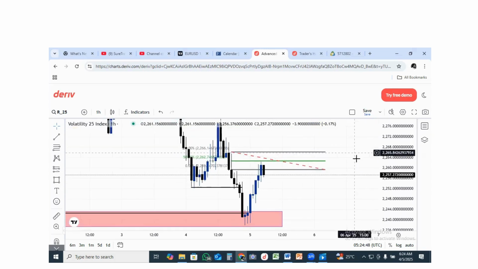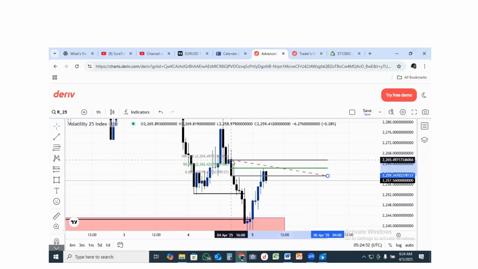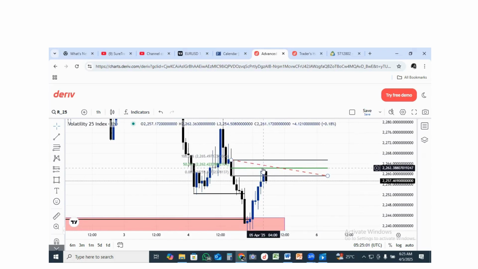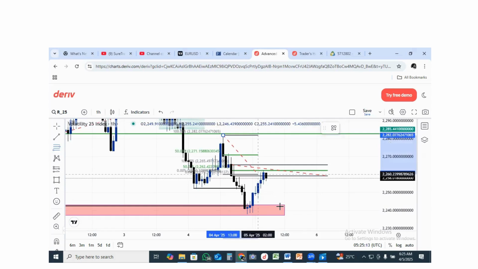Now, this is a weekly gap. ICT spoke about these. I marked the 50%, the consequent encroachment of this gap here. It is very powerful, especially on a higher time frame like the 1 hour. I knew price was going to react to this because I didn't see a fair value gap, so I marked from here to this point.